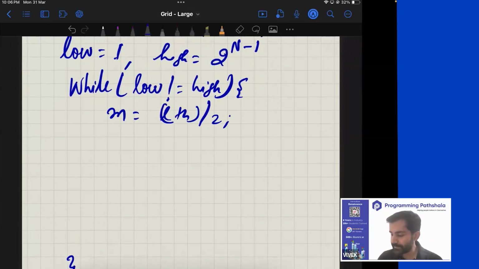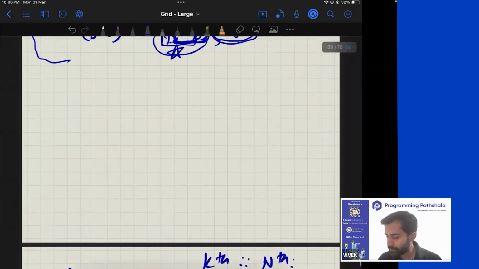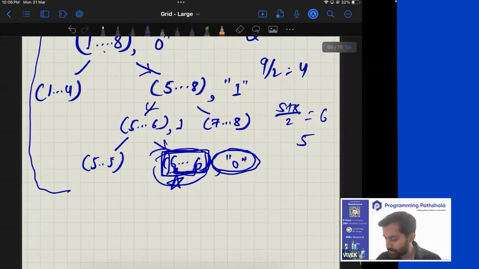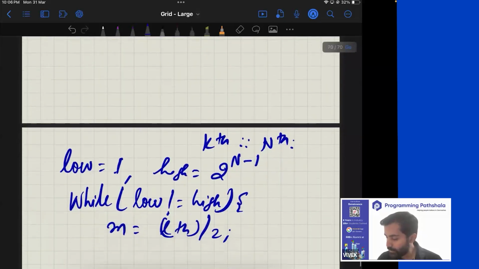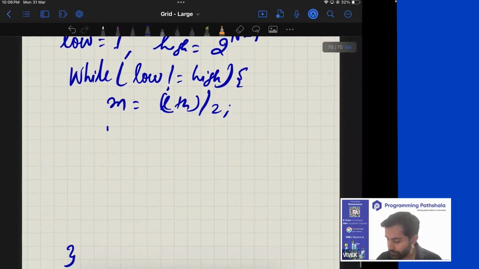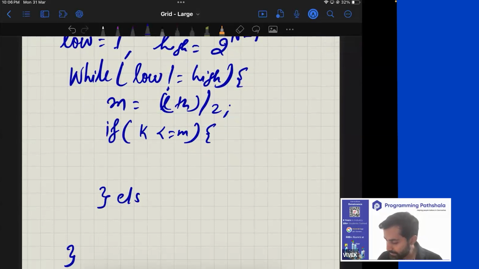And now what I'll say is that my left half range is from low to mid, right? And right half range is from mid plus 1 to high. That is the case. So now what I'll do is I'll check if the value of k is smaller than or equal to mid, I'll go to the left half. And in the else case, I'll go to the right half. That is the idea. Okay.